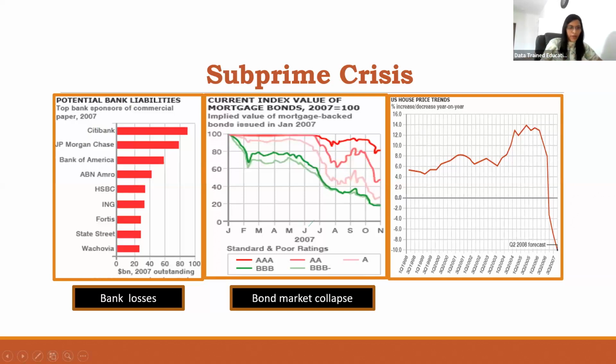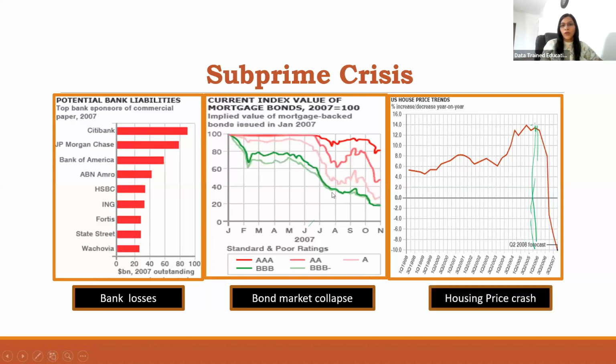One second, let me take the pen. Here you can see the steep downfall in the housing price trend. Initially it was increasing, it is high, and this is about 2005 and 6. And then 2007 onwards, then 2008, the bond market has collapsed, housing prices crashed, and the rating of the bond or collateralized debt obligation, that is mortgage bond, has been showing the red signal.